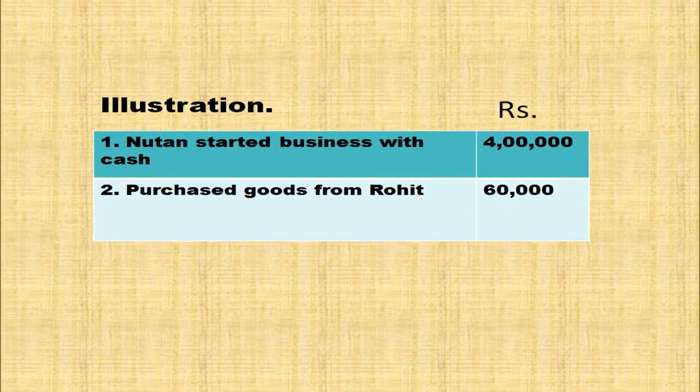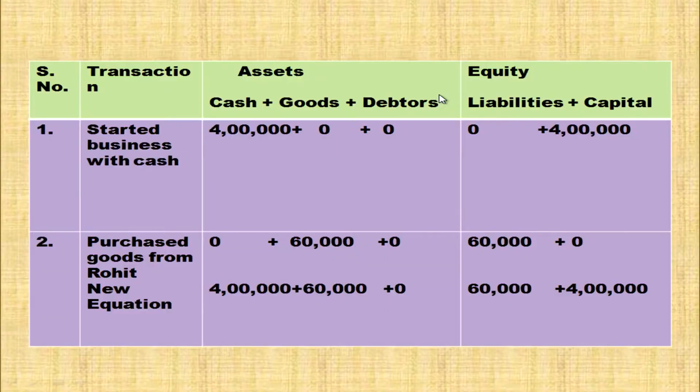Another transaction: Nudan started business with cash 4 lakh, purchased goods from Rohit 60,000. To prepare the accounting equation, you have to draw the accounting equation format and write the transaction. In the cash column, add 4 lakh. In the capital column, add 4 lakh. Purchase goods from Rohit. Goods are coming inside the business. So, on the asset side, draw a column for goods, add 60,000. Goods purchased on credit, so creditors increase. So, liability 60,000 will be added.